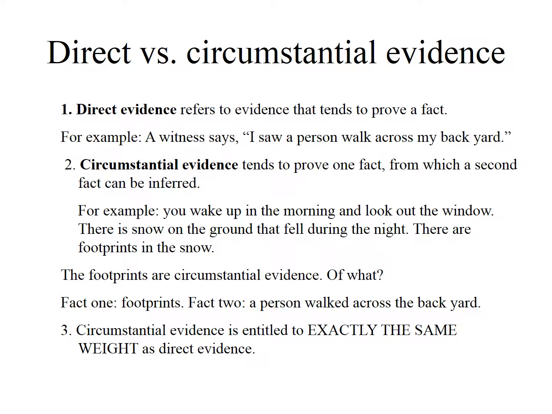I mean, it's possible the witness who says, I saw a person walk across my backyard, could be lying. Maybe they don't have good vision. Maybe they forgot the day. I don't know. It's the same thing here. The circumstantial evidence says there was snow on the ground and there were footprints in the snow. Well, how could footprints get in the snow unless somebody walked across the backyard? That's why they're given exactly the same weight. And in fact, sometimes circumstantial evidence is overwhelmingly persuasive.